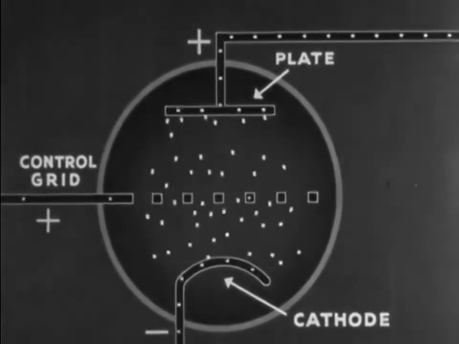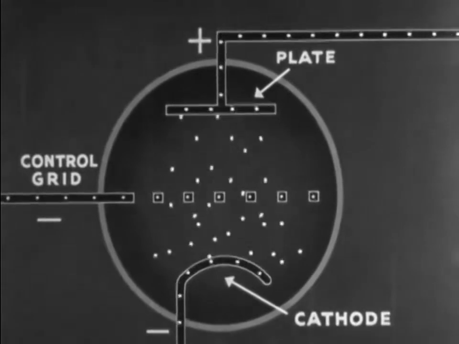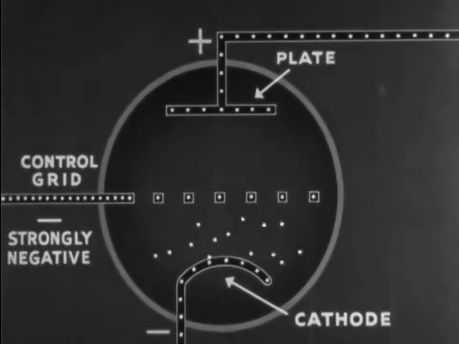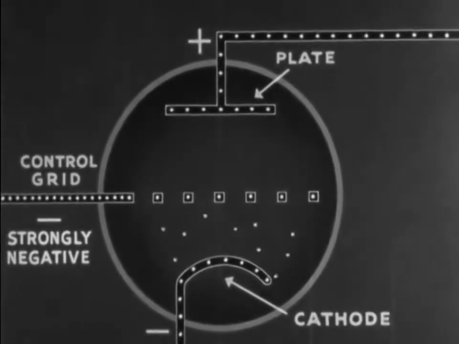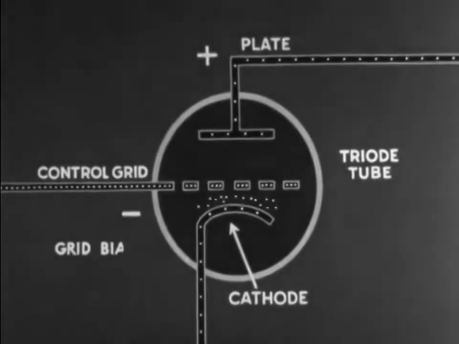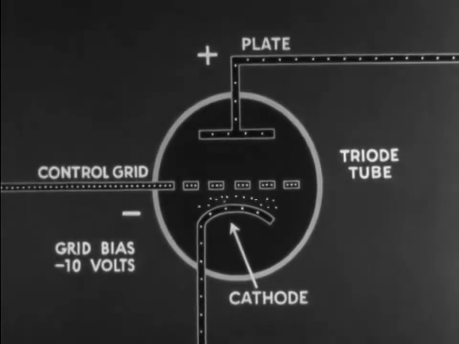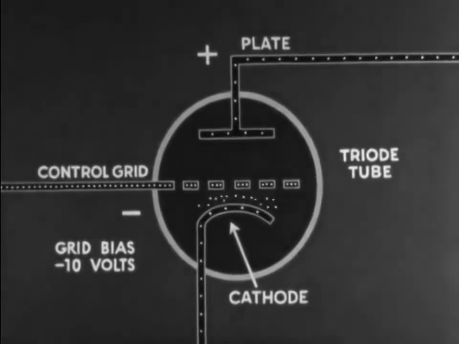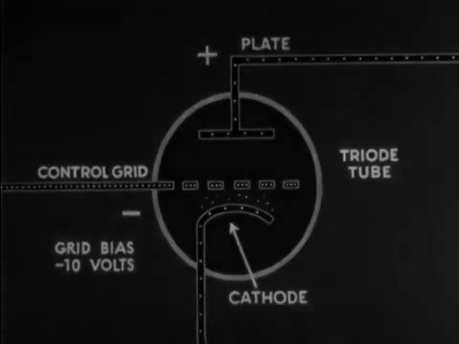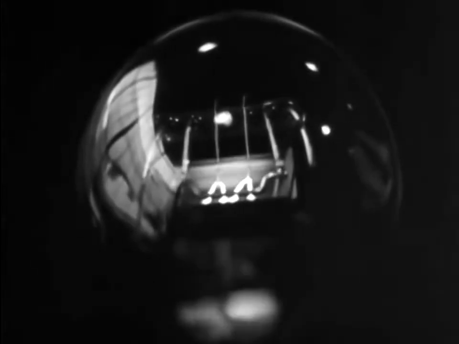If the grid is given a negative charge, it repels the negative electrons and fewer of them reach the plate. The grid bias may be so strongly negative as to entirely stop the flow of current through the tube. This negative grid bias, beyond which there is no current flow from cathode to plate, is known as the cutoff bias. The grid thus serves to control electron flow from a heated cathode to the positively charged plate.